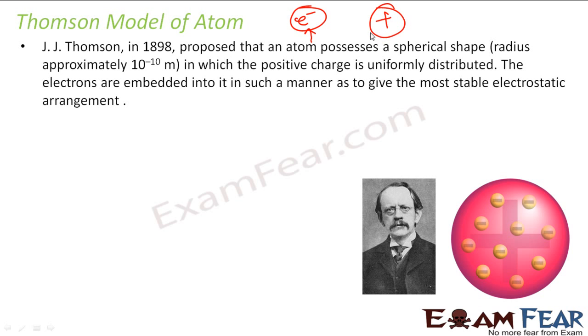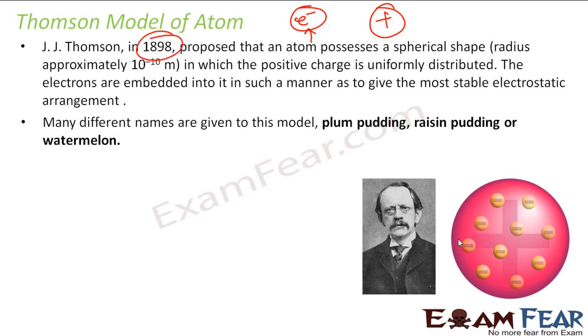So what he did was, in 1898, he proposed the model saying that the atom looks something like this. It's like a watermelon where the whole positive charge is big and then we have some negative electrons embedded into it. It's also called the plum pudding model, with a big plum, and all these cherries are like electrons embedded into it. Again, please note this model is totally incorrect, but we still study it. They gave a lot of different names. Some said plum pudding, some said raisin pudding, some said watermelon. It looks like a big watermelon, and then some negative charges are embedded into it.